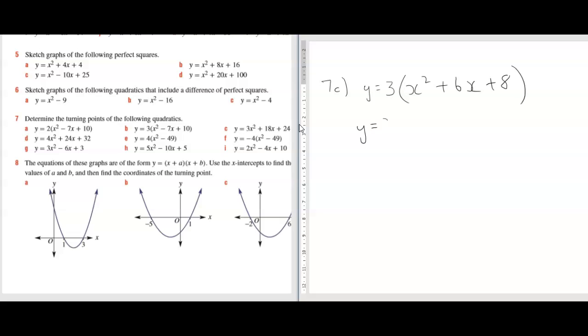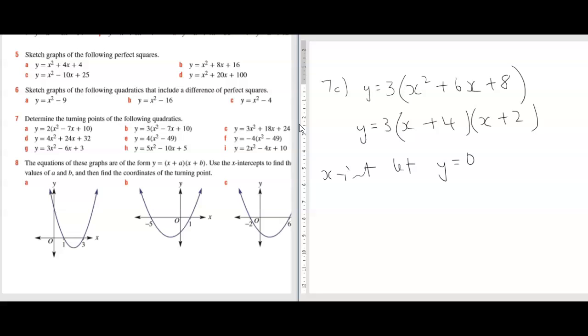And that 3 is kind of redundant when we're trying to sketch it, but let's do it anyway. Okay, so let's factorize this in brackets. So let's set it up, x and x. So two numbers that multiply to give us 8 and add to give us 6. So that's 4 and 2. Now to find your x-intercepts, we let y equal 0.